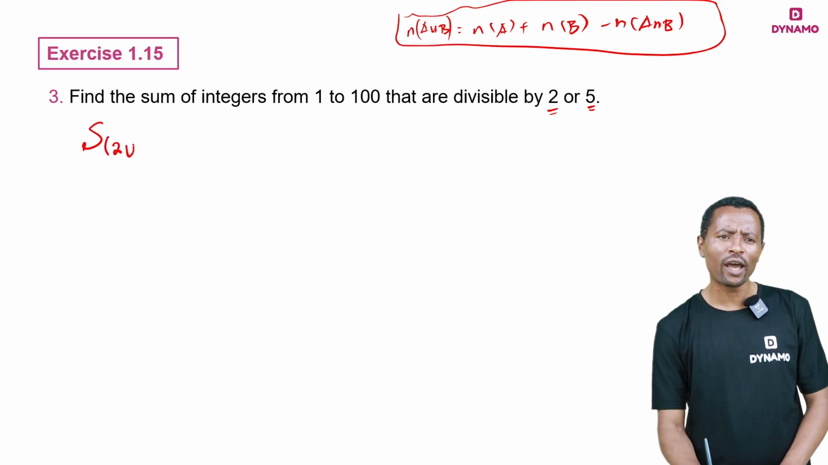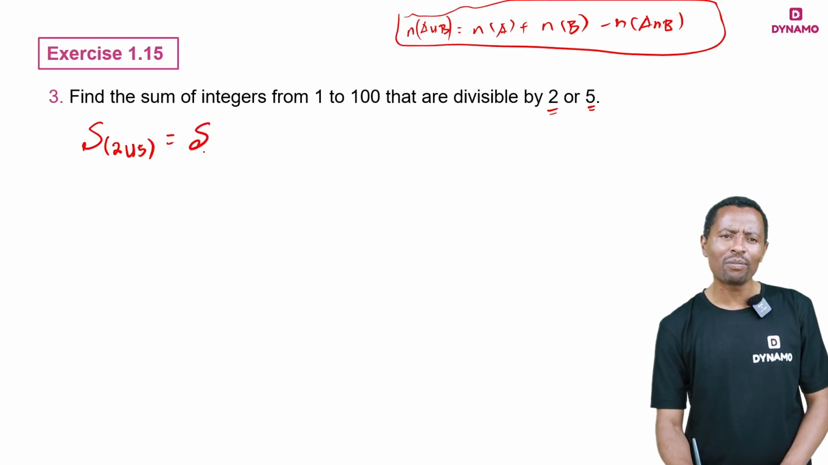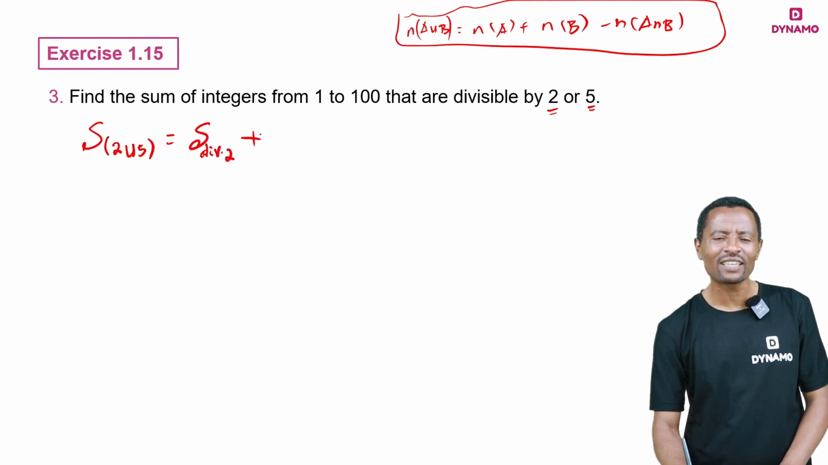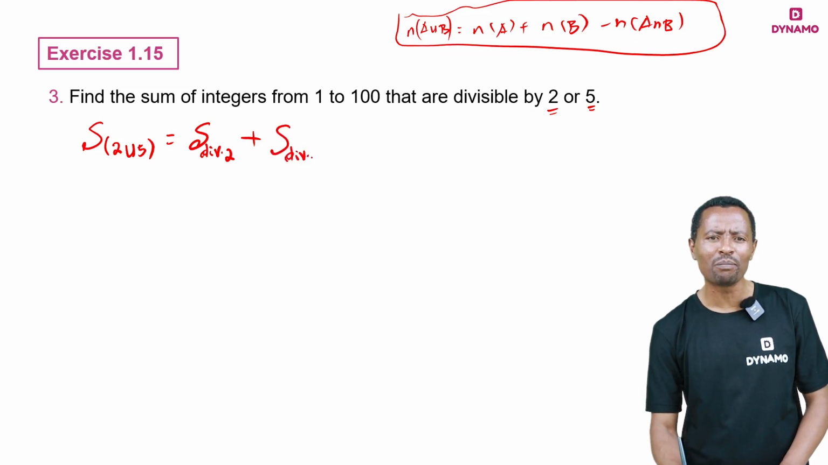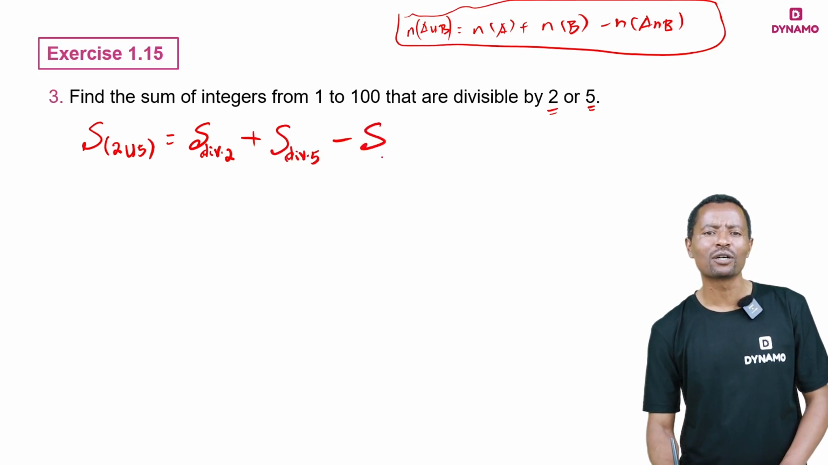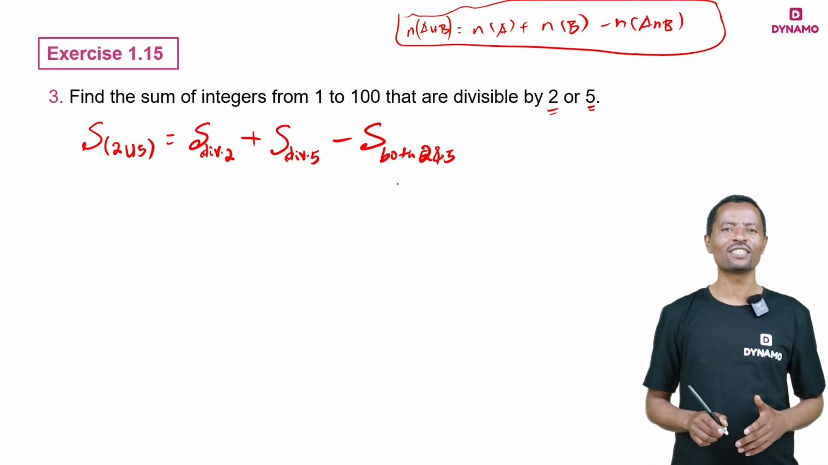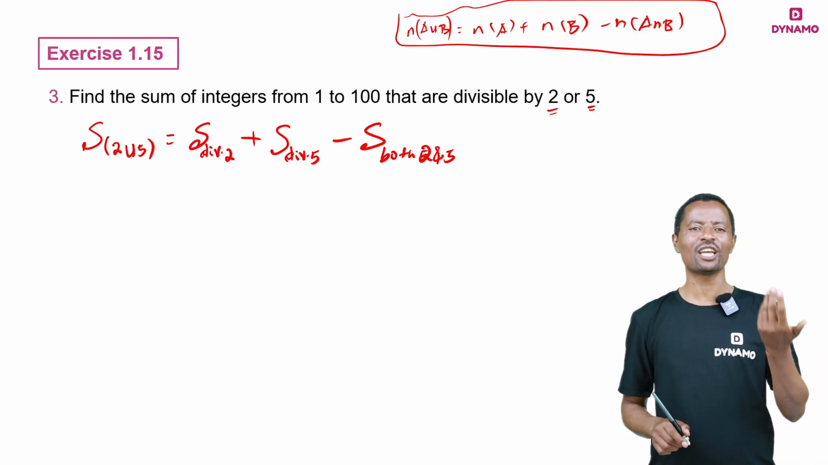2 union 5 jechuun, this value is equal to the sum of the number divisible by 2 plus, akka set eetan consider godhe, the sum of the number that are divisible by what? Divisible by 5 minus sum of what? Divisible by what? Both 5 and 2, and 5. 2 and 5 jechuun common isaanii kan isaan qaban maali? 10 ta'a jechuudha. Kan 10 jedhaman.